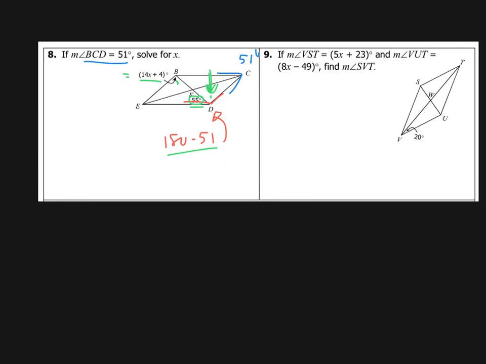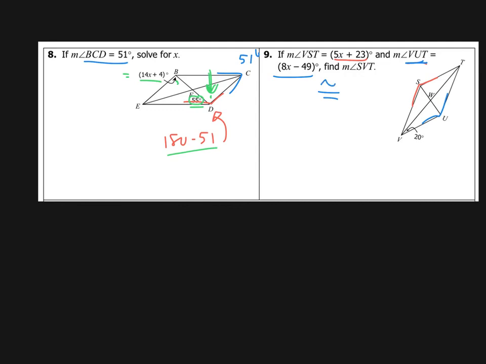Now over here, we got angle VST is 5x plus 23, and the measure of VUT. Well, where's VUT? We'll go in blue for VUT. VUT is right here. That's 8x minus 49. Well, I think those are opposite angles. And opposite angles in the parallelogram are what? They are congruent. So I guess that's easy enough.